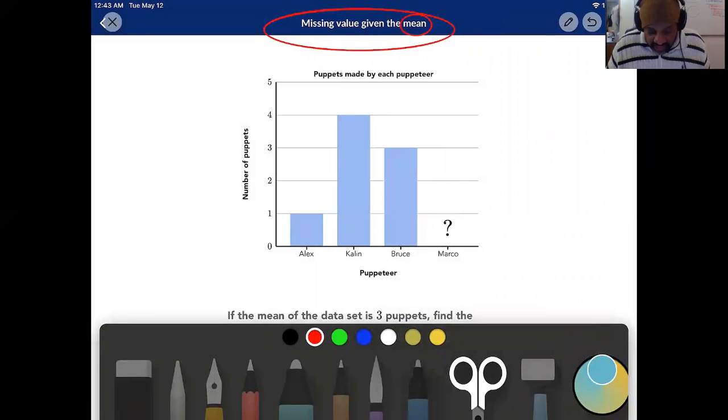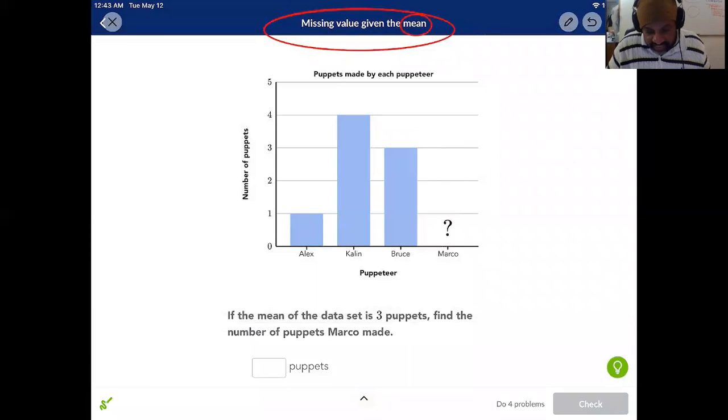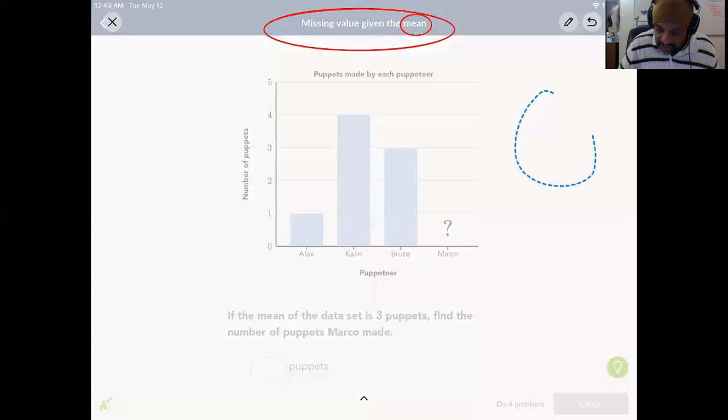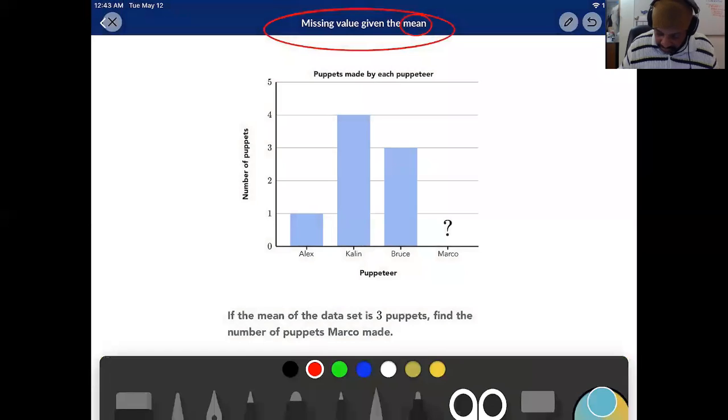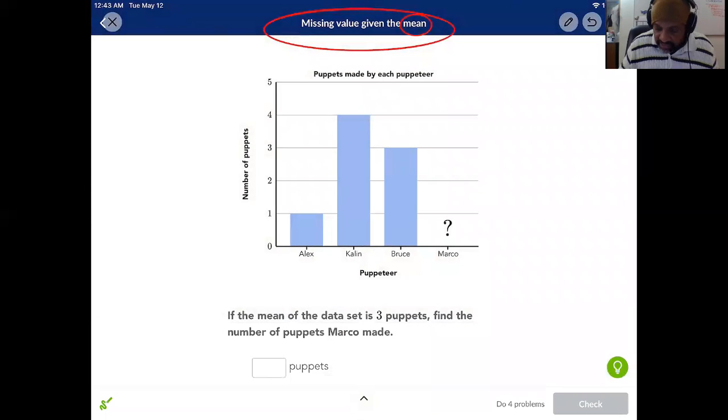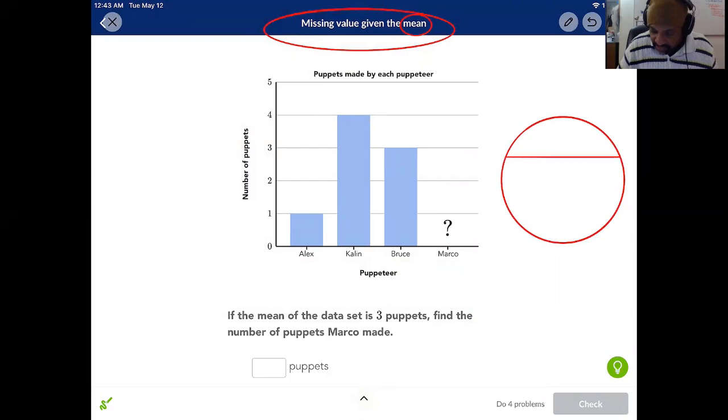So here's what we have. It says, if the mean of the data set is 3 puppets, find the number of puppets that Marco made. So what we're doing here is they told us what the mean is. So I'm just going to make my own circle here, all right? And then I'm going to draw a line here, and then I'm going to draw a line here.